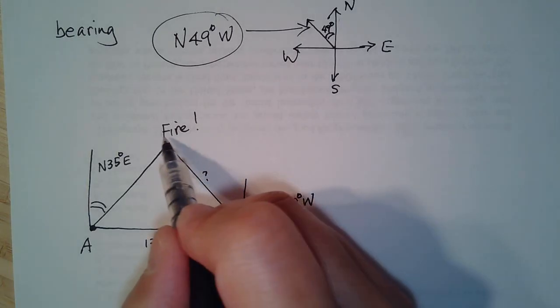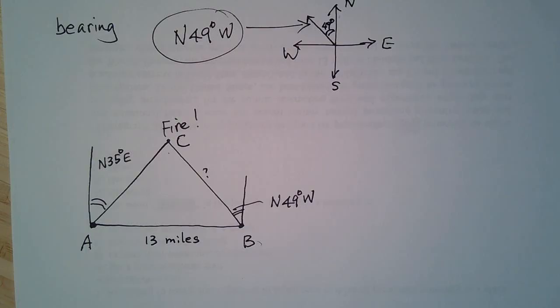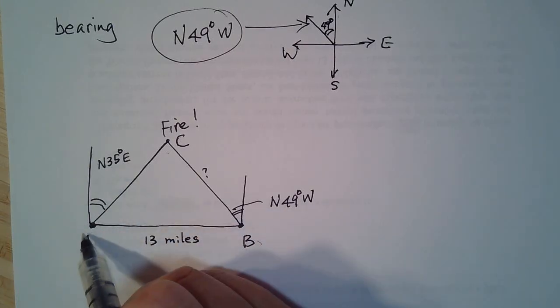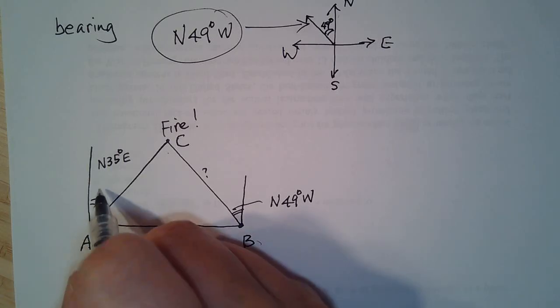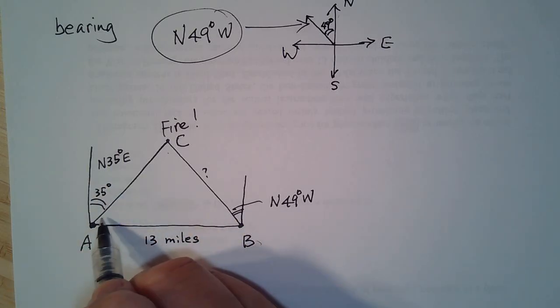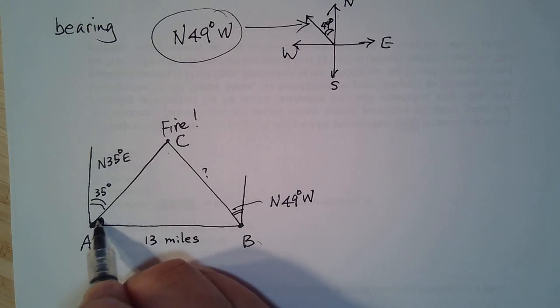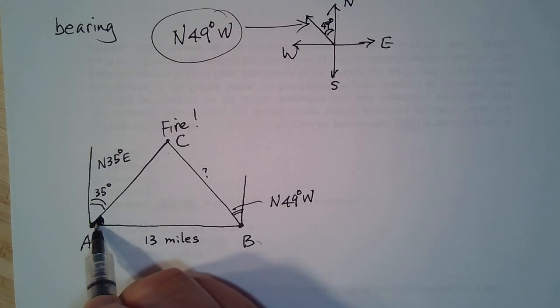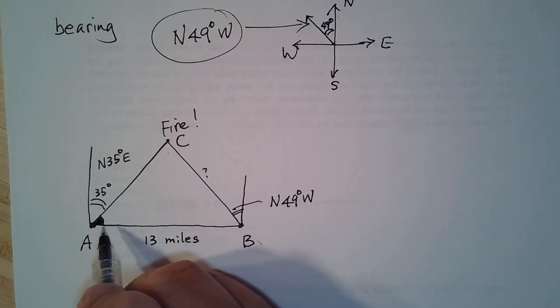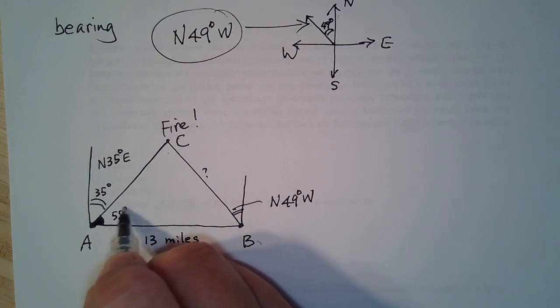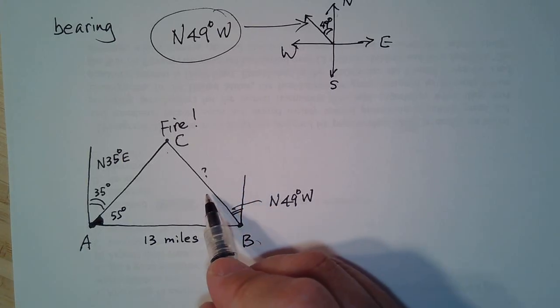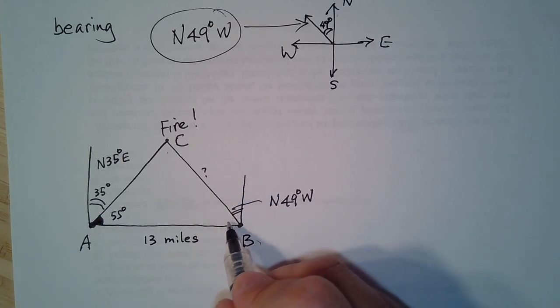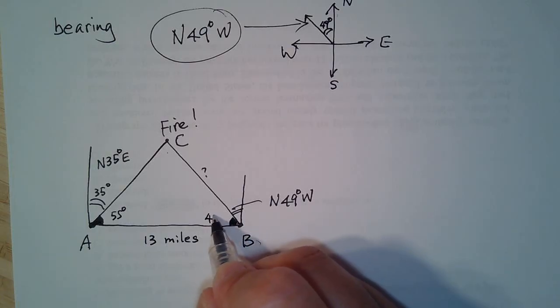Let's call this point C. It becomes a triangle. All right. And this north and the east form a 90 degree angle. So if you know here is a 35 degree, you should be able to find out this angle. So here's the 35. This is going to be 90 minus 35, so that would be 55. And very similar to here, if this is north 49 degree west, this angle is 49, subtract that from 90, so this angle should be 41 degree.